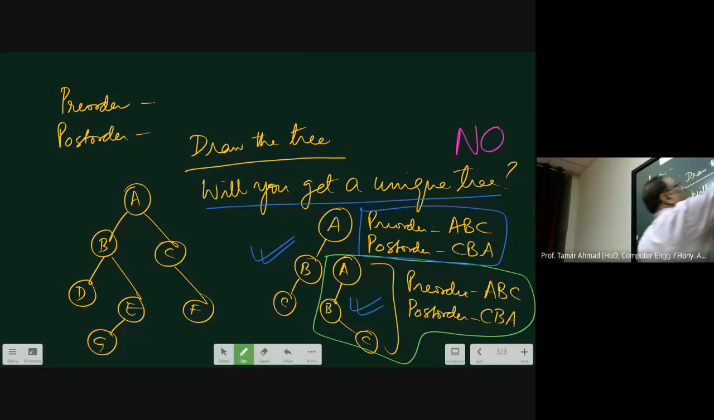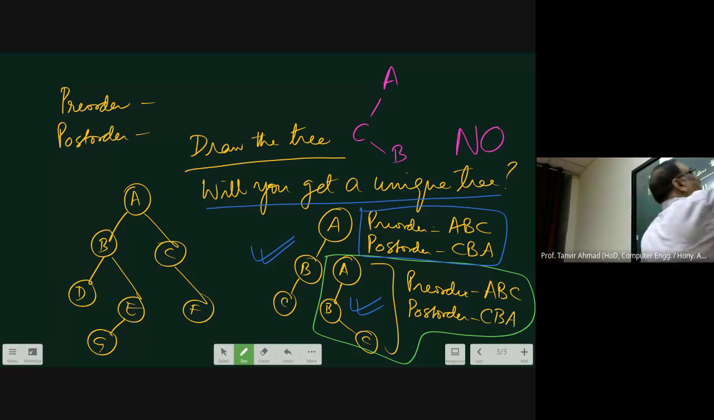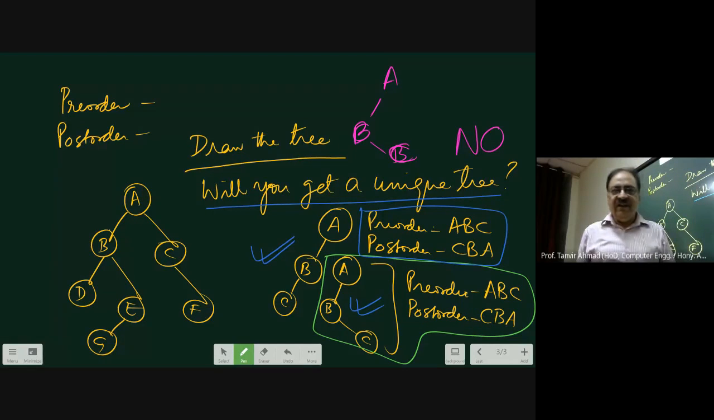Now, suppose I draw like this, then if I do a traversal, I get ACB in pre-order. That is not correct, which means the pre-order traversal is not correct. Then what will I do? I will change this to B and then C. Then I do ABC. Now it is correct. Now I will again do a post-order. Again CBA is true. Now this is correct.